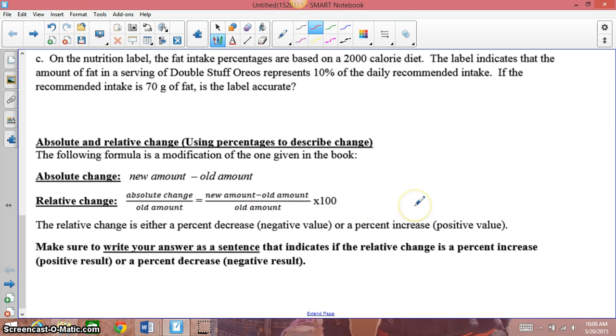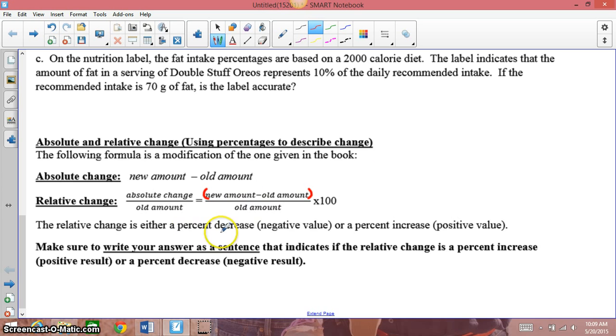If you're going to type this in your calculator all at one time, it's important that you put the top here in parentheses. But otherwise, you could just type the top, hit enter, then divide by the old, and then multiply times 100. Your book uses other terminology as opposed to new and old amount. I found that new and old amount is a lot easier to reference. So I have manipulated that formula from the book.